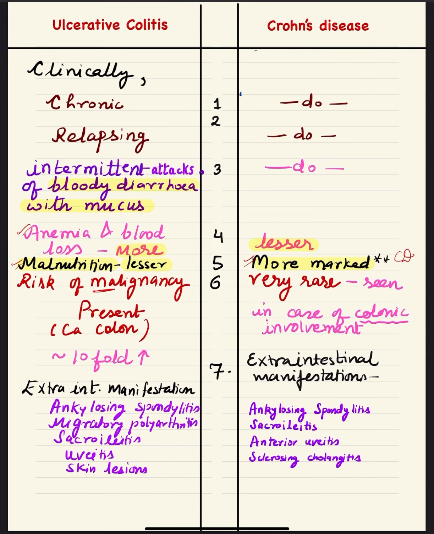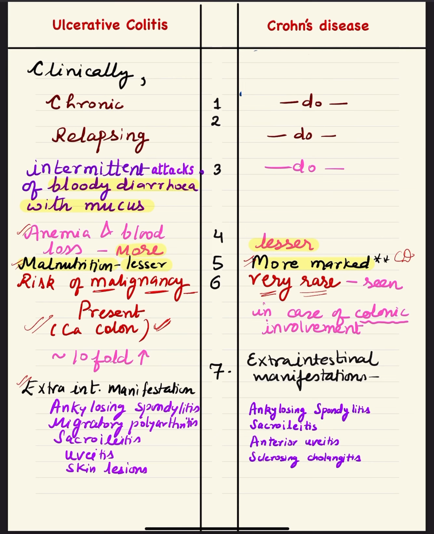Risk of malignancy, very important. Risk of malignancy is tenfold more in ulcerative colitis. So there is risk of carcinoma colon, which is seen in ulcerative colitis. In Crohn's disease, when there is colonic involvement, then malignancy can be seen, but it is very rare. So whenever it comes to risk of malignancy, you have to remember ulcerative colitis. Ulcerative colitis has a risk for carcinoma colon.